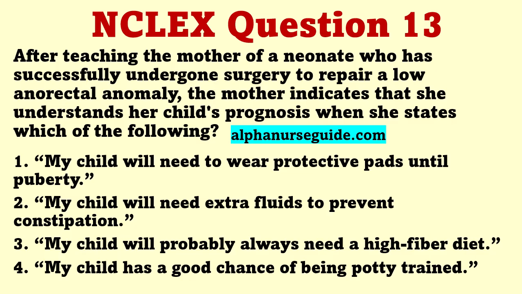The correct answer is 4. Children who undergo surgical correction for low anorectal anomalies as infants usually are continent. Fecal continence can be expected after successful correction of anal membrane atresia. Therefore, this child probably has a good chance of being potty trained.